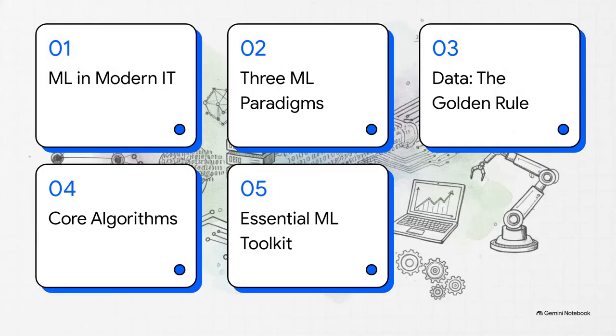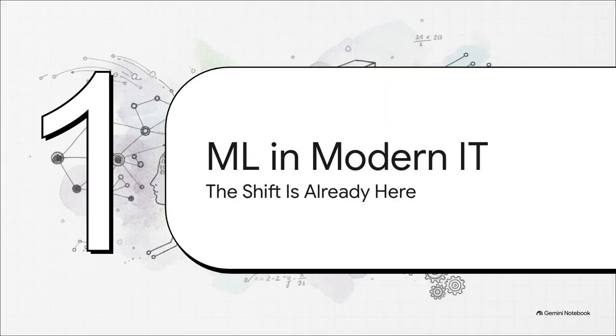Okay, so here's our roadmap for chapter 6. We'll hit 5 key areas. 1, ML and modern IT. 2, 3 machine learning paradigms. 3, data, the golden rule. 4, core algorithms for IT, and finally, number 5, your essential ML toolkit. Section 1, ML in modern IT.